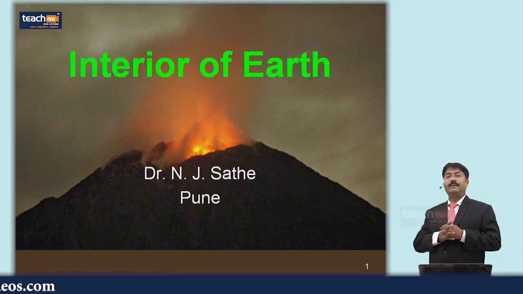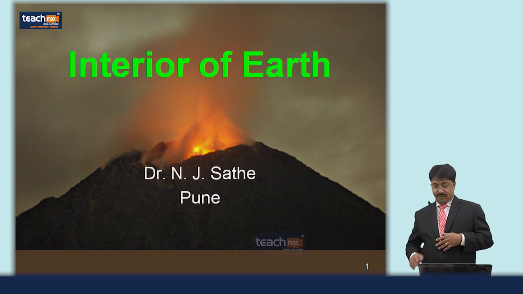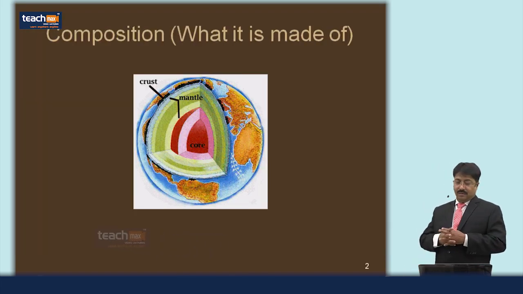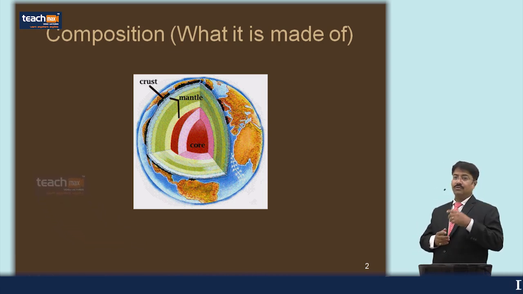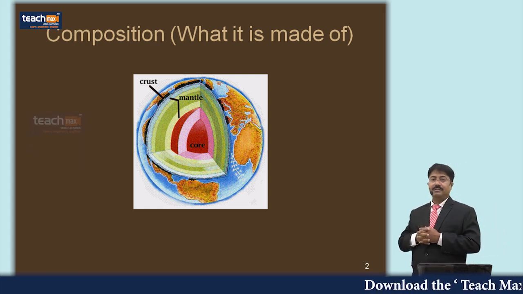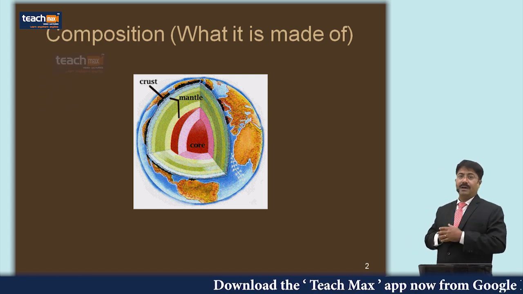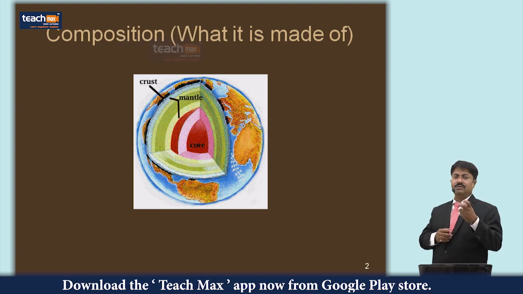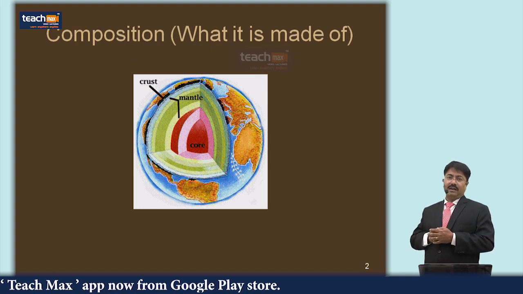Friends, Earth is divided into 3 distinctive parts. What is it made up of? It is made up of the outermost orbit, that is the crust. The inner part of crust is the mantle, and the most inner region of the Earth is called the core.